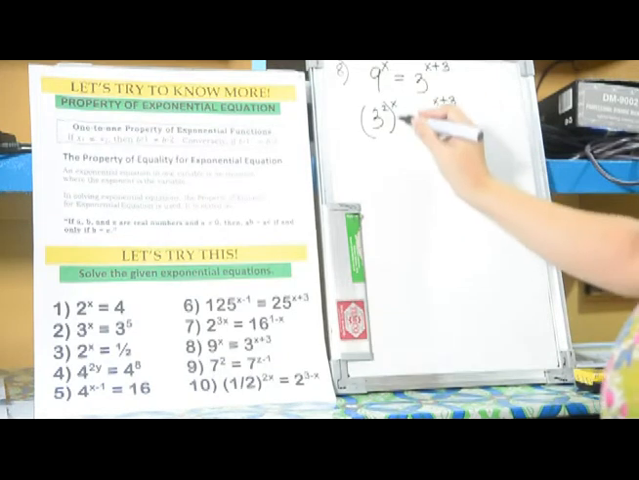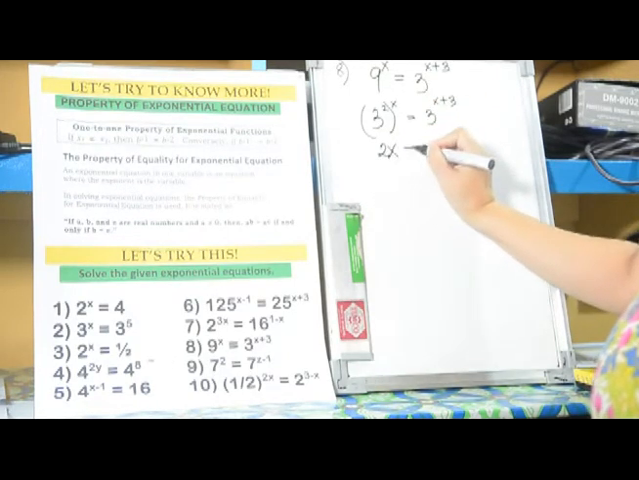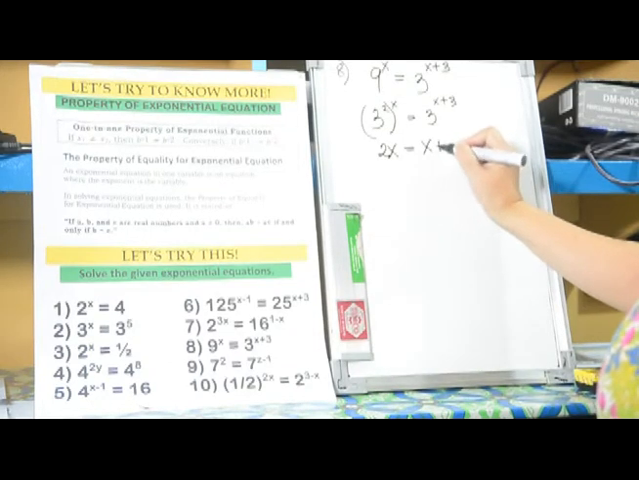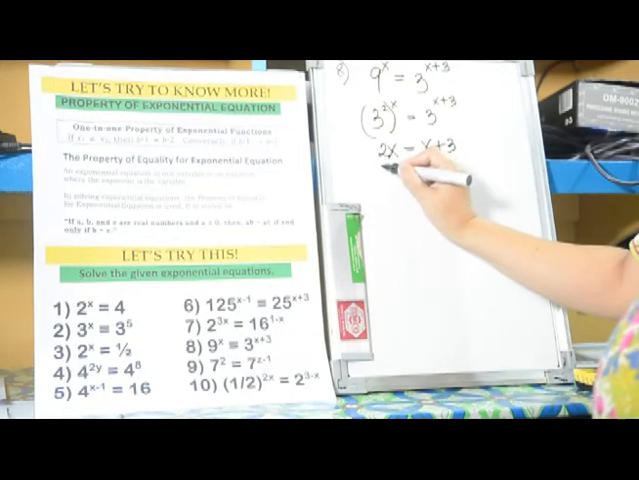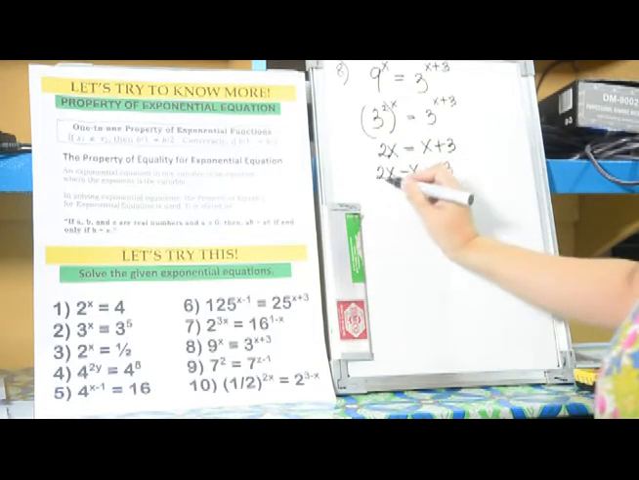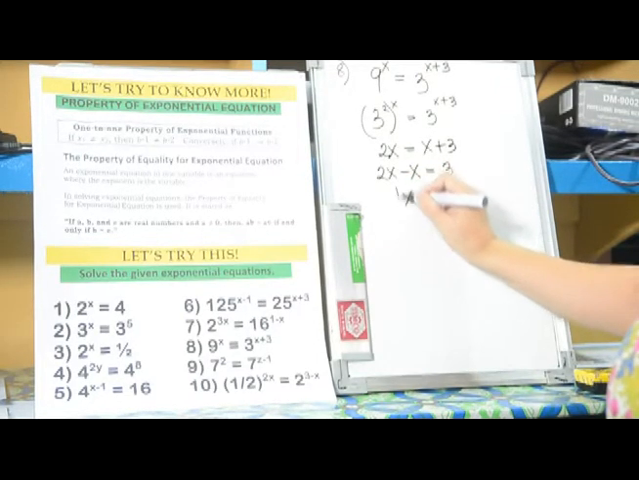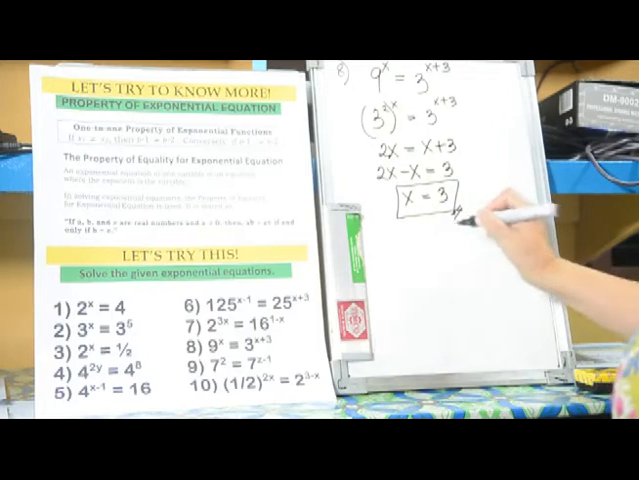So again, we can just get the exponents of them. 2x is equal to x plus 3. So equating this, 2x minus x is equal to 3. So 2x minus x is simply x, so x is equal to 3. That will be the answer for number 8.